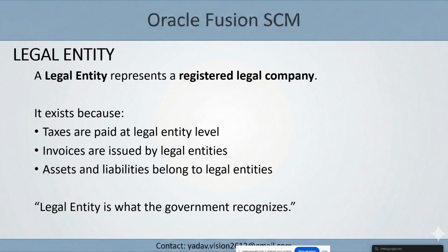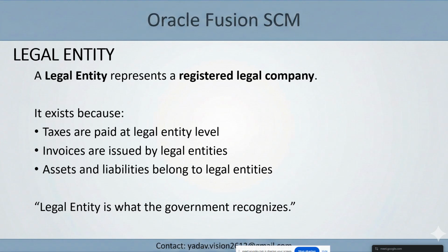In this stage, you are paying your taxes. Whatever invoices you get paid or issue, that happens at the legal entity level. All your liabilities, assets, everything gets stored at the legal entity level. So as a company, if the government wants to recognize you, it won't go and check your enterprise level or ledger level. It always looks at your legal entity level, because from that stage itself you are paying your taxes and everything. So if they want to recognize you as Tata Motors, they will recognize you based on your legal entity name.